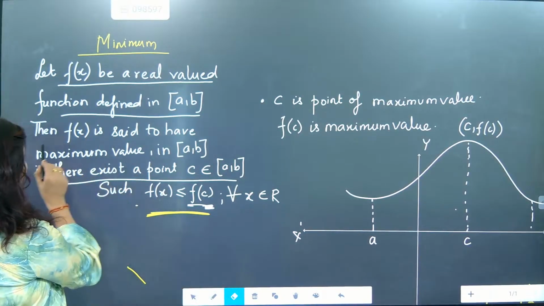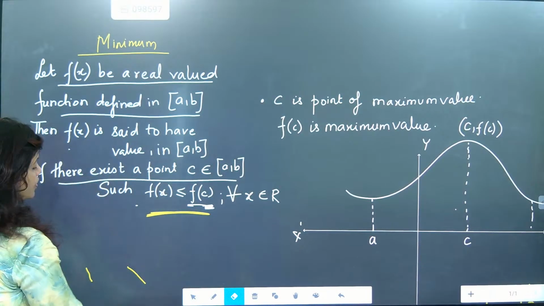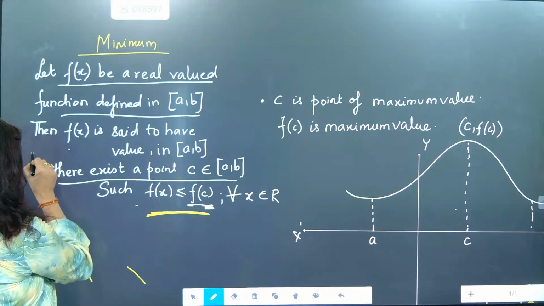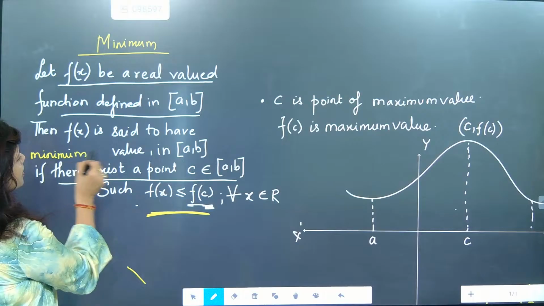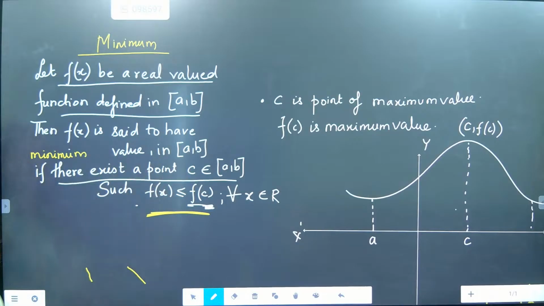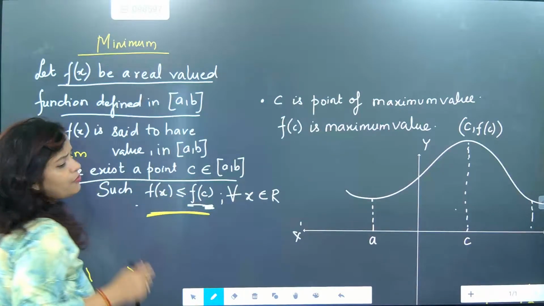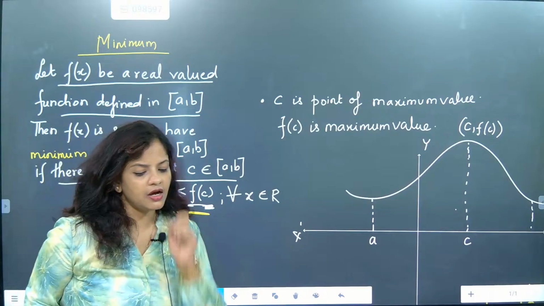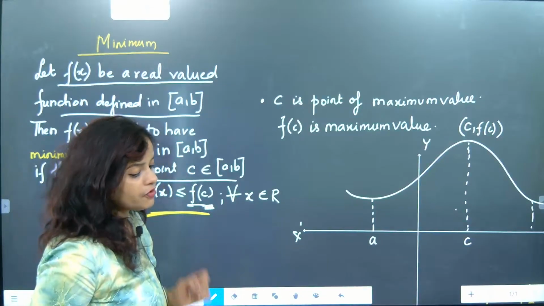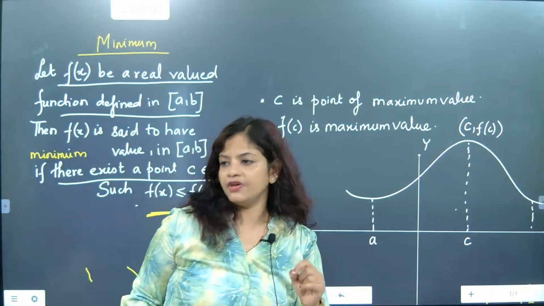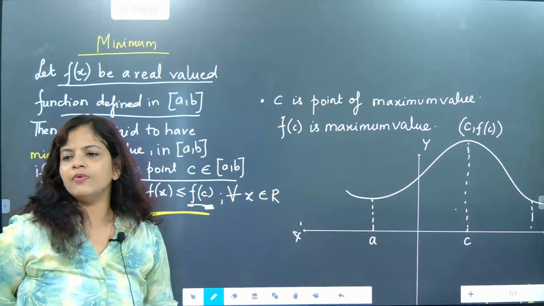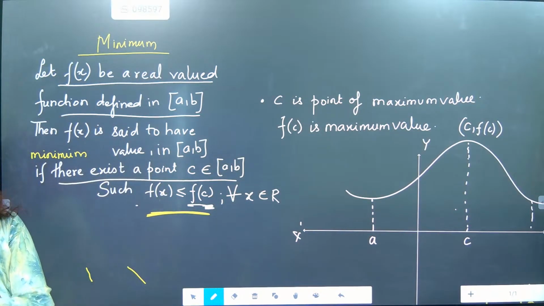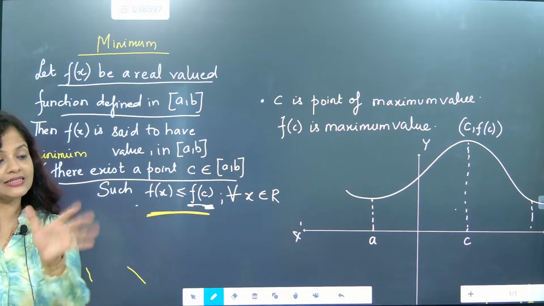What are we going to write? For maximum we wrote, now we are going to write about minimum. It is said to have a minimum value in the closed interval [a, b] if there exists a point. For minimum also we need a point, and that point we are going to consider is c, beta. Till here it is clear?